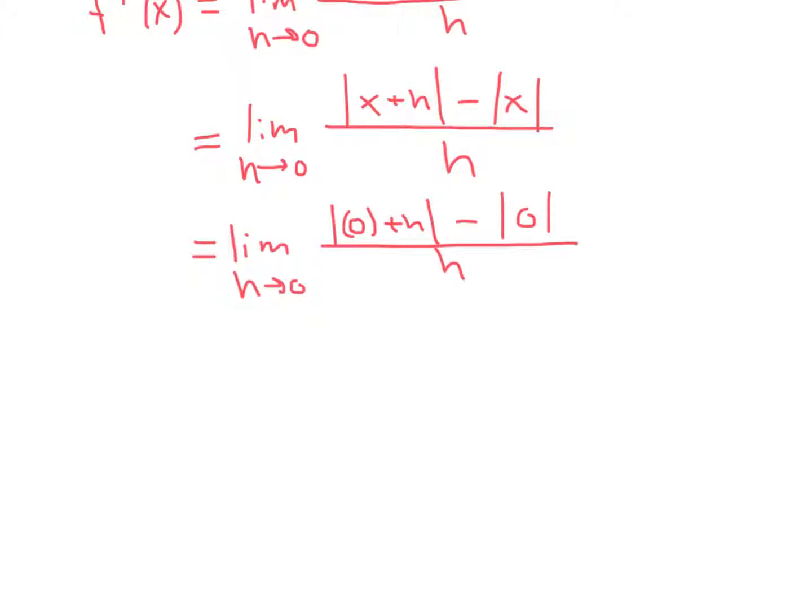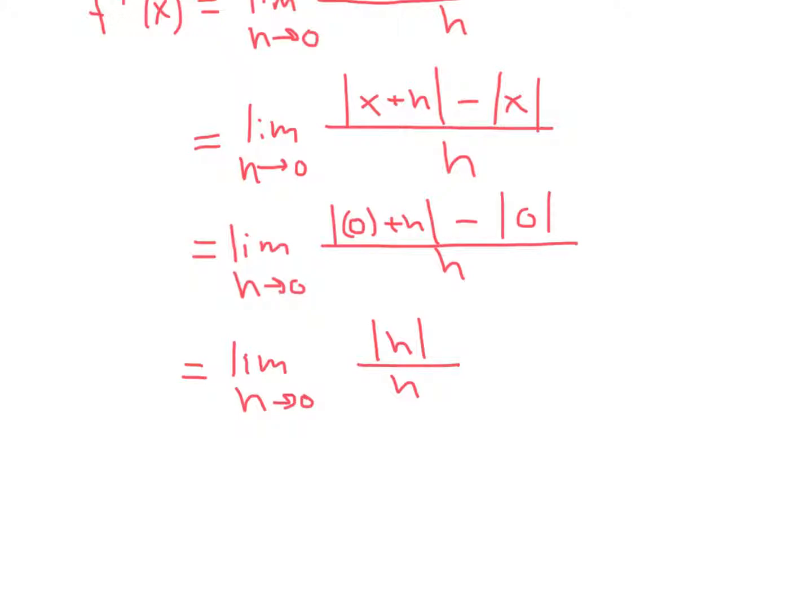Now that's helpful, because that means this is going to simplify to the limit as h approaches 0 of the absolute value of h divided by h. Now at this point, we can examine this from two different angles, and when we do that from two different angles, we're going to get two different answers.